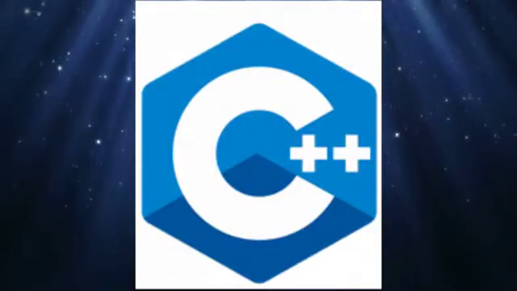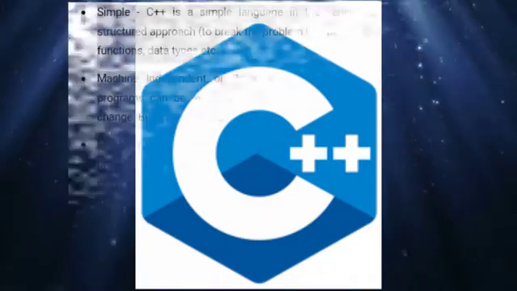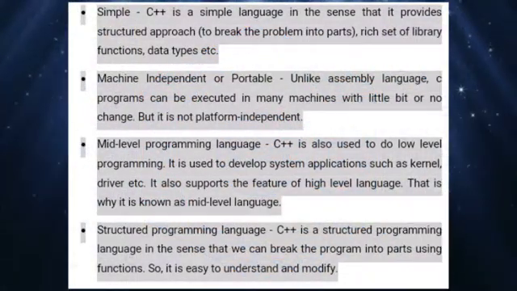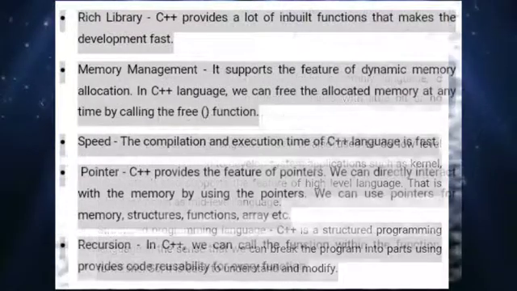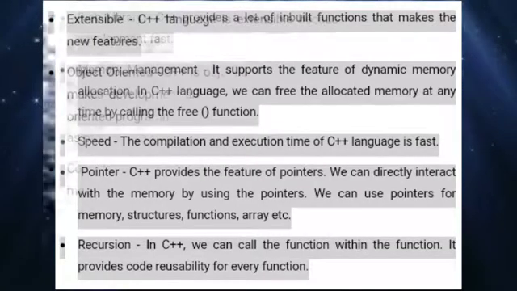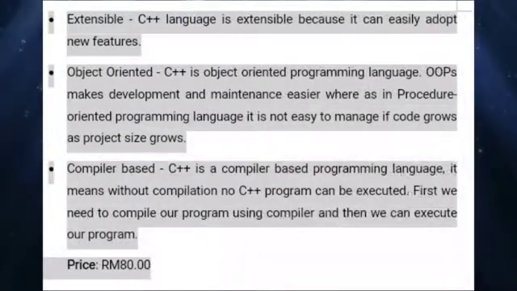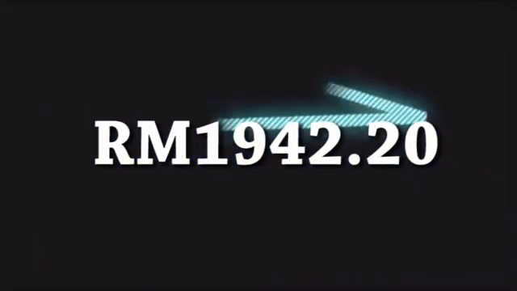The last software that we choose is C++. The Boost library project made a considerable impact on the new standard. For the features, C++ supports dynamic memory allocation. C++ is a simple language in the sense that it provides a structured approach to break the problem into parts, a rich set of library functions, data types and so on. The software is priced at RM80. The total is RM1,942.20.